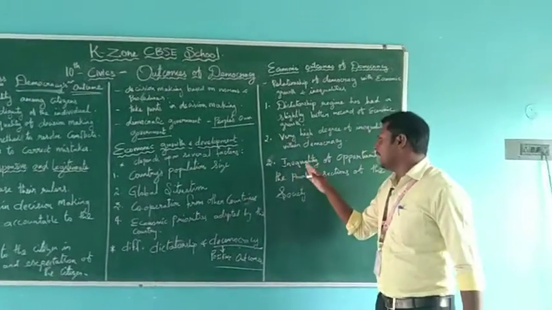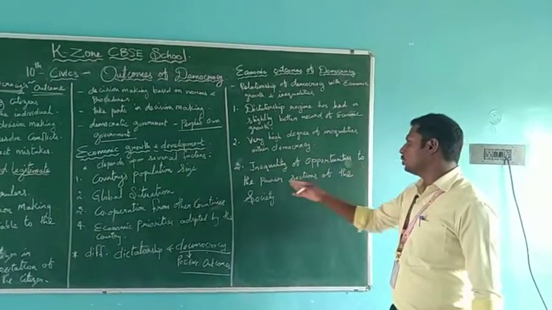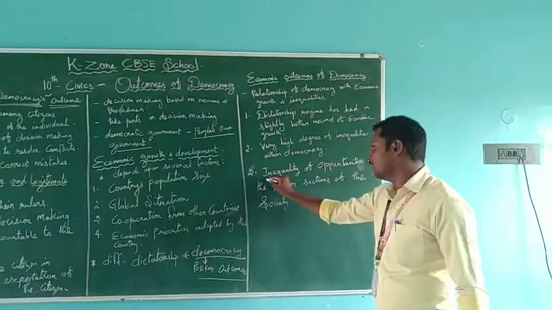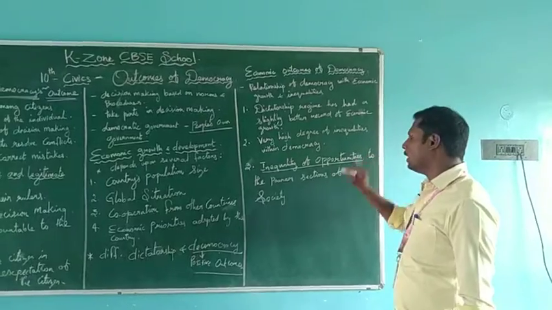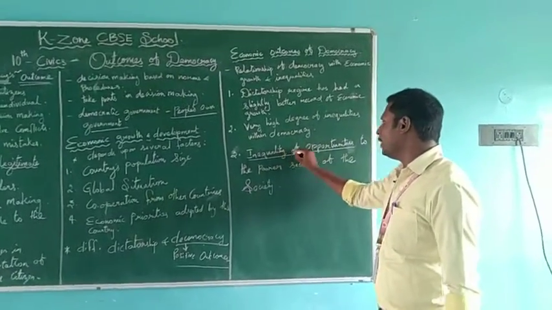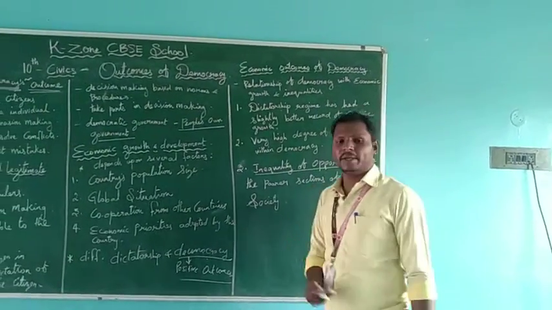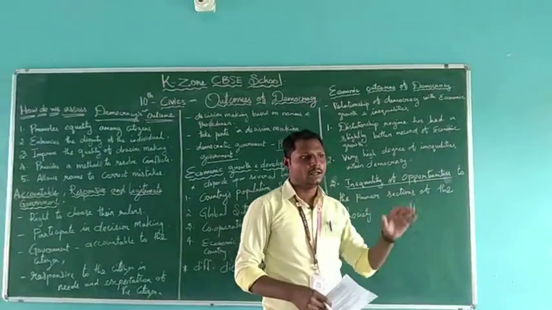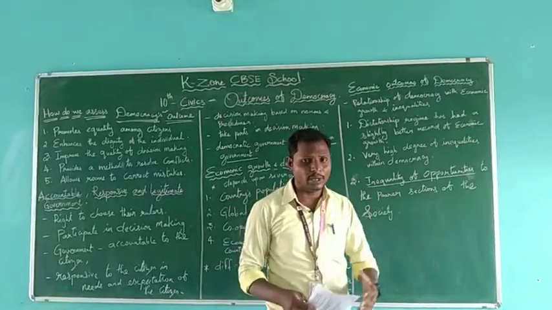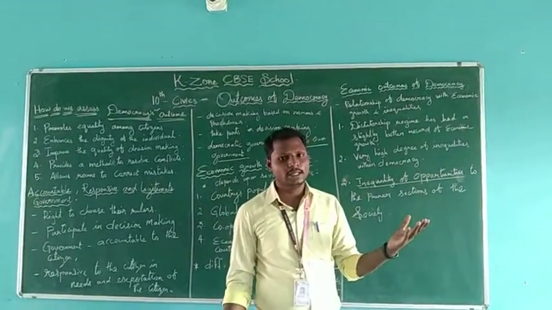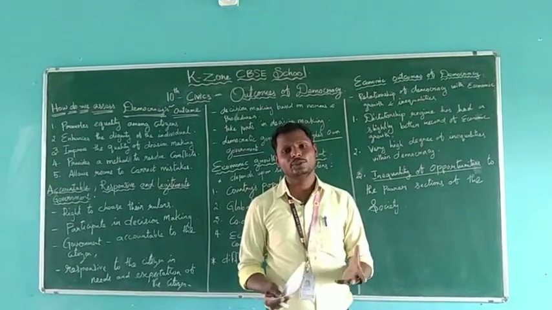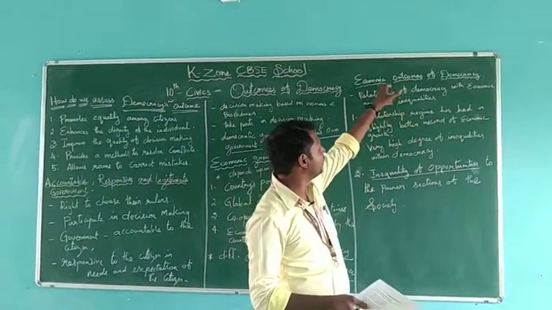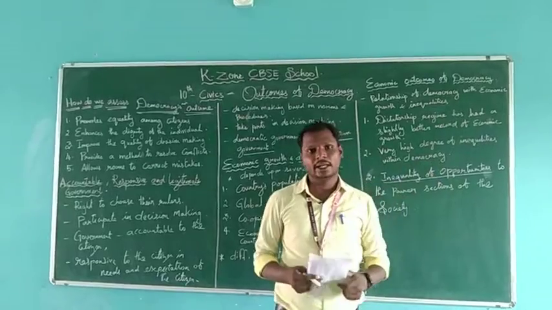The last one is inequality of opportunities for the poorer sections of society. This is the reason we are getting inequality. Inequality of opportunity: how much opportunity are we getting in society? As I already said, those who have strength and power get more opportunity. Others don't get that much opportunity. As a result, we are getting a poor economic outcome in our democratic country.